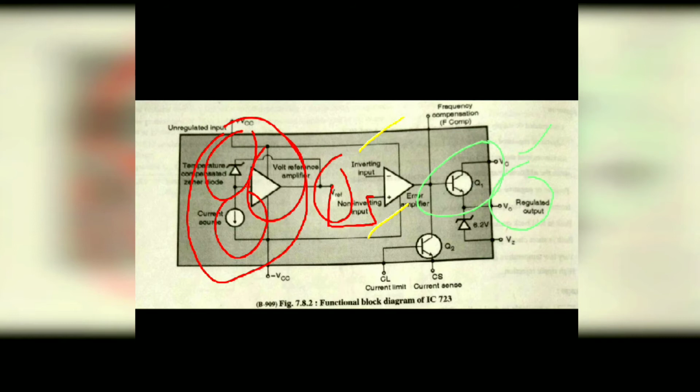The circuitry to limit the current is the internal transistor Q2. This is Q2. It is used for the sake of current sensing and limiting, and an external resistance RSC, the short circuit resistance, is connected in series with Q1. The voltage drop across RSC is sensed by Q2 to exercise the current limiting operation.